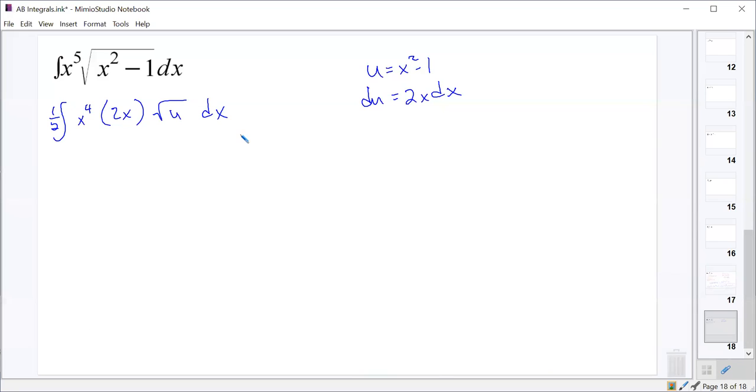And now I should be able to determine once again that x squared is equal to u plus 1. So what is x to the fourth then? That would be u plus 1 squared times u to the 1/2 du.